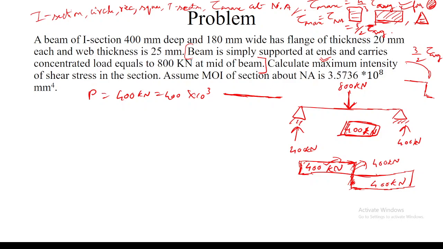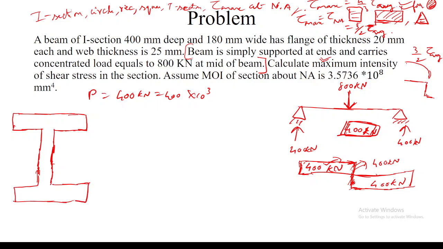So coming back to this problem, maybe I could finish only this problem. So you are having an I section. In the meantime, you can proceed with the calculation, if you know. What they are asking here is to calculate the maximum intensity of shear stress. Maximum intensity occurs at the neutral axis. So for an I section, this is the neutral axis, at the mid of the cross section. Above this, you have to calculate the shear stress.